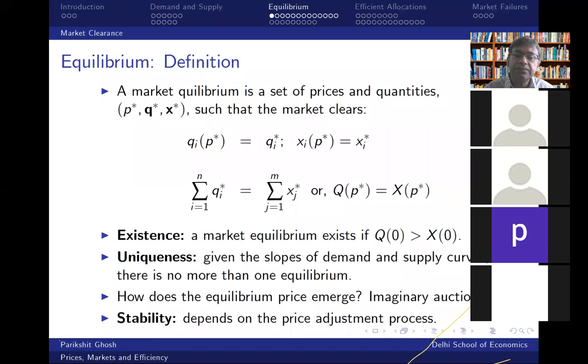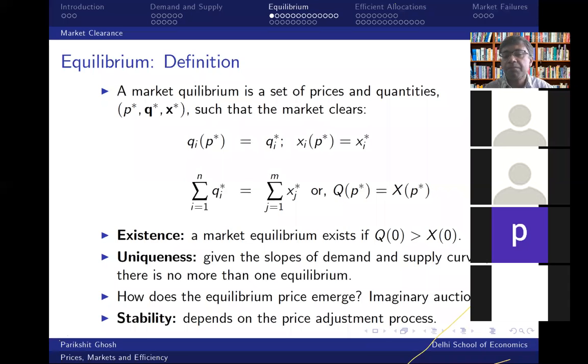Sir, the existence condition says that the market equilibrium exists if quantity demanded at zero price is greater than quantity supplied at zero price. How does that imply that the equilibrium exists? Basically, in this simple setup, what you need is the intercept of the demand curve on the vertical axis, the price axis, should be greater than the intercept of the supply curve. Yes, sir, but how does that imply existence of an equilibrium?